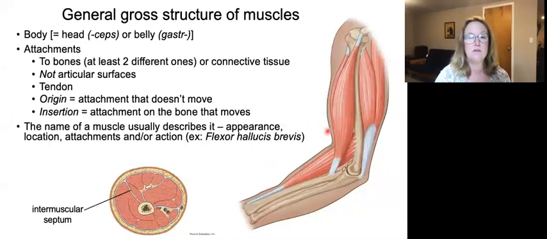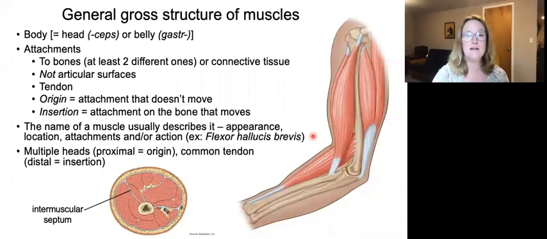Here's another example. There's a muscle called flexor hallucis brevis. So flexor tells you that it's a muscle that causes flexion. Hallucis refers to the hallux, the big toe, and brevis means short. So this is the short flexor of the big toe. These names are mostly in Latin. Sometimes you'll see some Greek in there, but if you can learn what those Latin words mean, they'll help you understand what that muscle is, what it does, what it looks like, and so on.